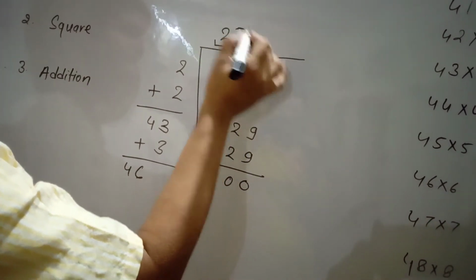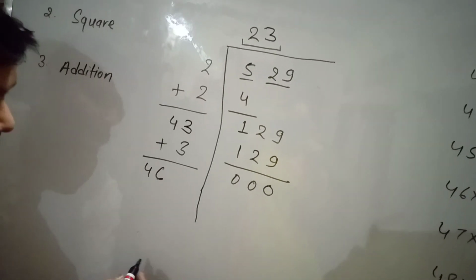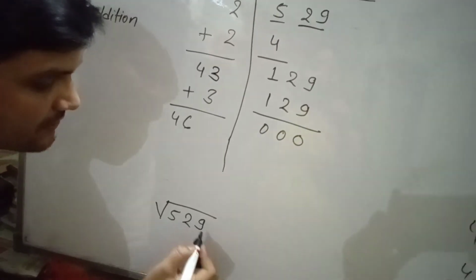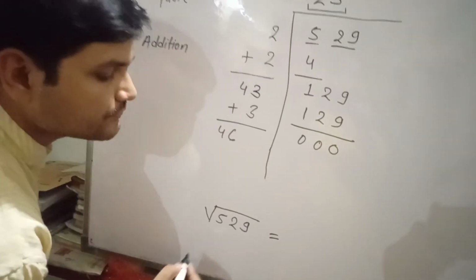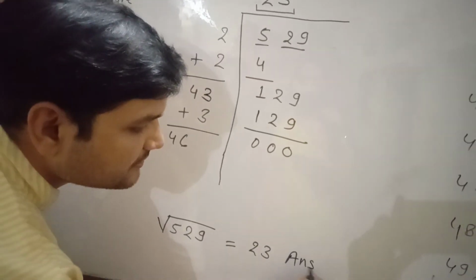We will get 23 as the quotient. So our answer will be 23. That means the square root of 529 will be 23. That's the answer.